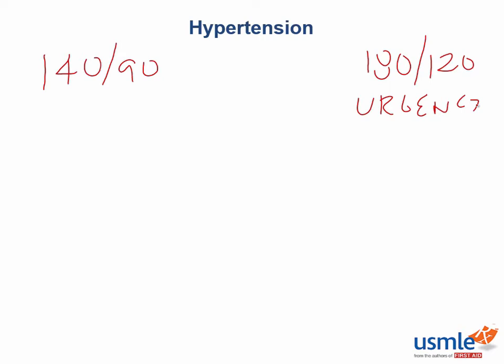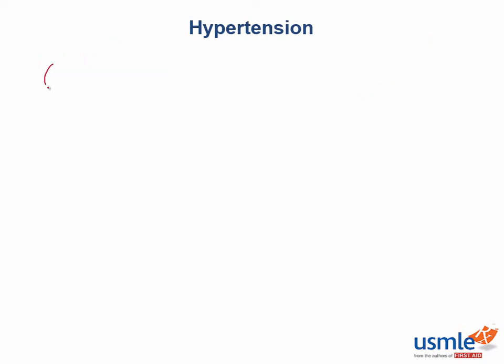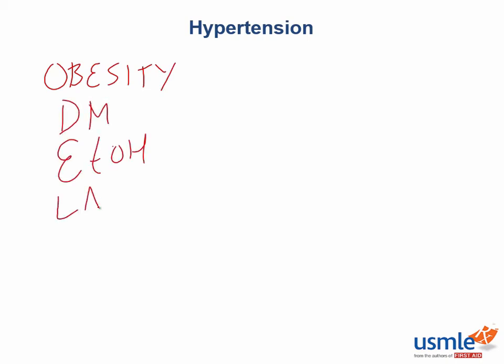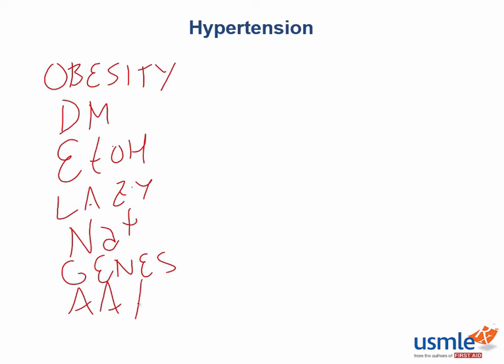Now, the risk factors are really important. Some of them are very intuitive and others you need to memorize. Obesity, diabetes mellitus, alcohol, physical inactivity, salt intake, your genetics is always important, and African Americans or the elderly are particularly predisposed to the formation of hypertension.